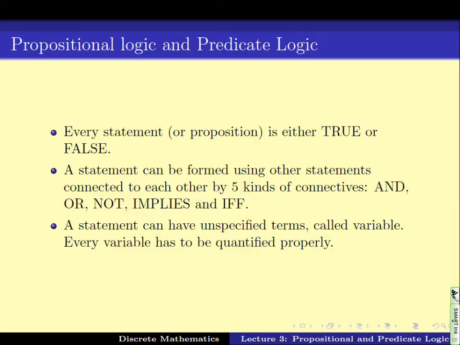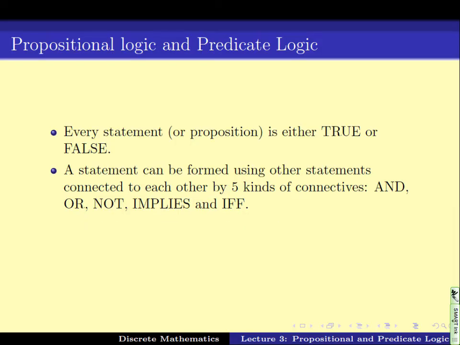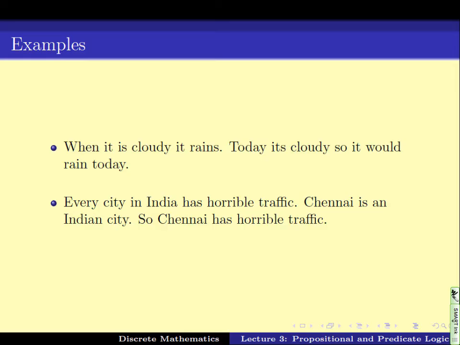Let's go back to the examples that we were seeing just some time ago. So in the first example, as you can see, there are no variables. It says that when it's cloudy, it rains, and today it's cloudy implies it would rain today. Thus, we had 3 different statements, and they are connected by the connective and implies.